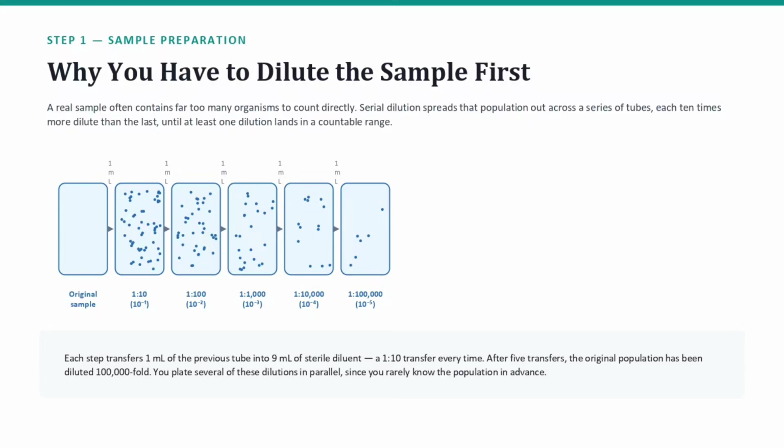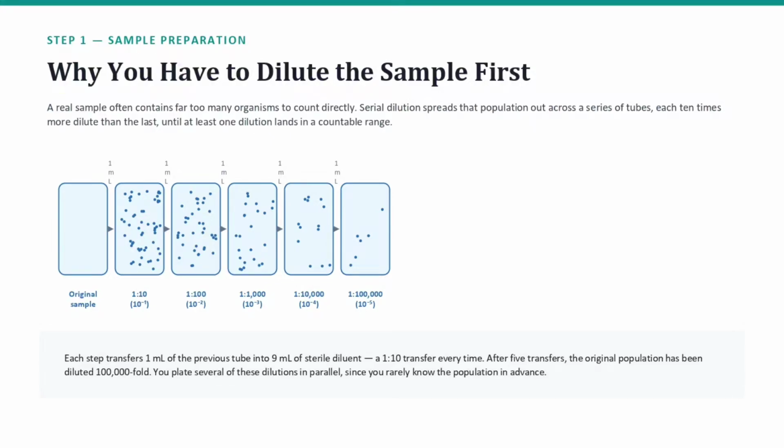A real sample often contains far too many organisms to count directly. If you tried to plate it undiluted, you would just get a solid sheet of overlapping growth with no way to count individual colonies. Serial dilution solves this by spreading that population out across a series of tubes, each one 10 times more dilute than the last, until at least one of those dilutions lands in a range you can actually count. Look at the diagram on this slide. Each step transfers 1 milliliter of the previous tube into 9 milliliters of sterile diluent, a 1 to 10 transfer, every single time. After 5 of these transfers, the original population has been diluted 100,000-fold.